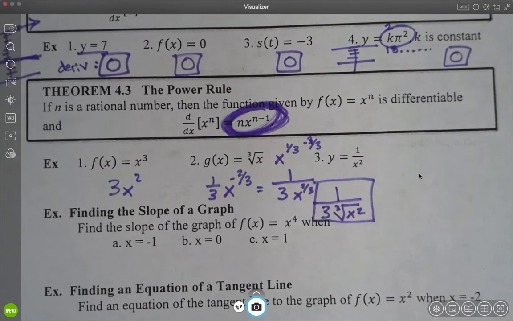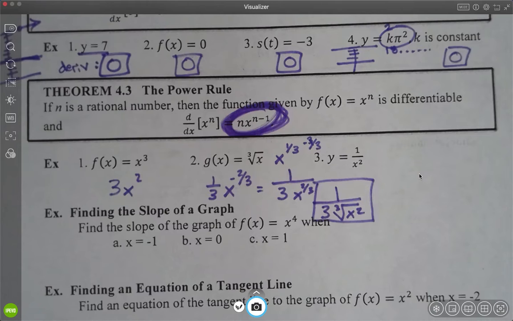Does that make sense? I'll give you a second to write that down. Okay, take the derivative and then make the exponent not disgusting. Okay, number 3 is the same way. I have to change it before I can take the derivative. But I can't take the derivative of stuff that's in the bottom.